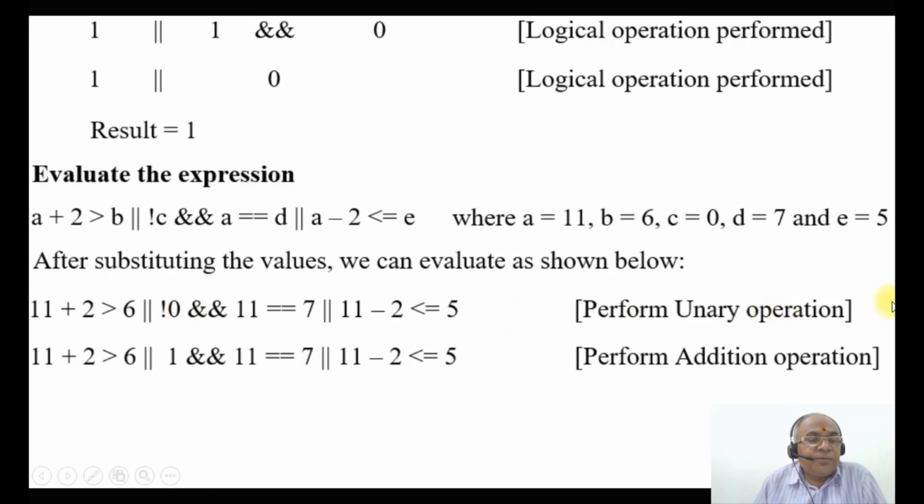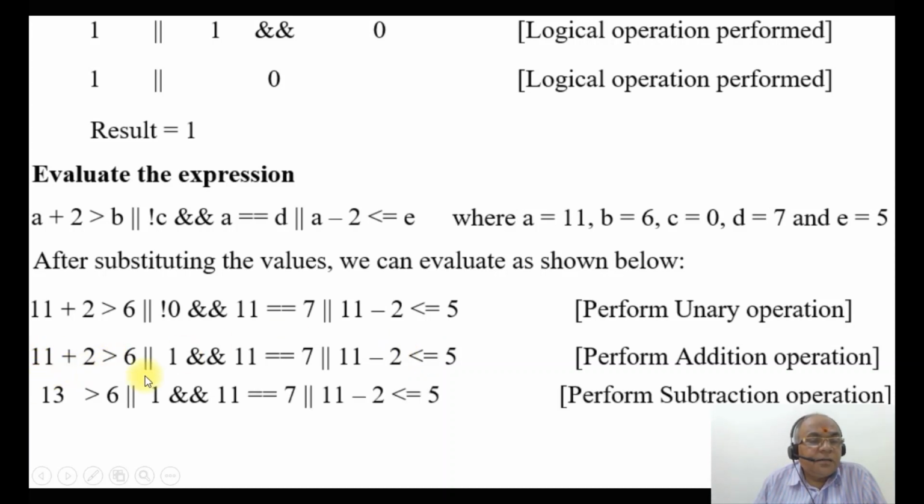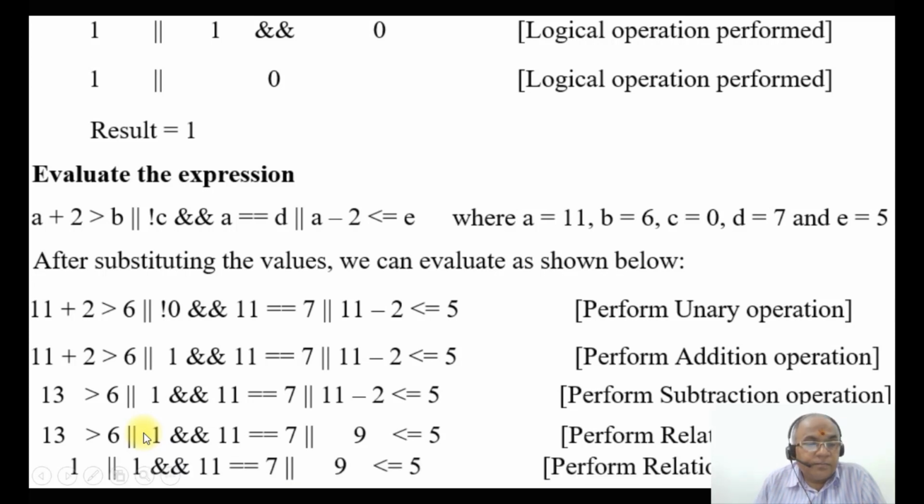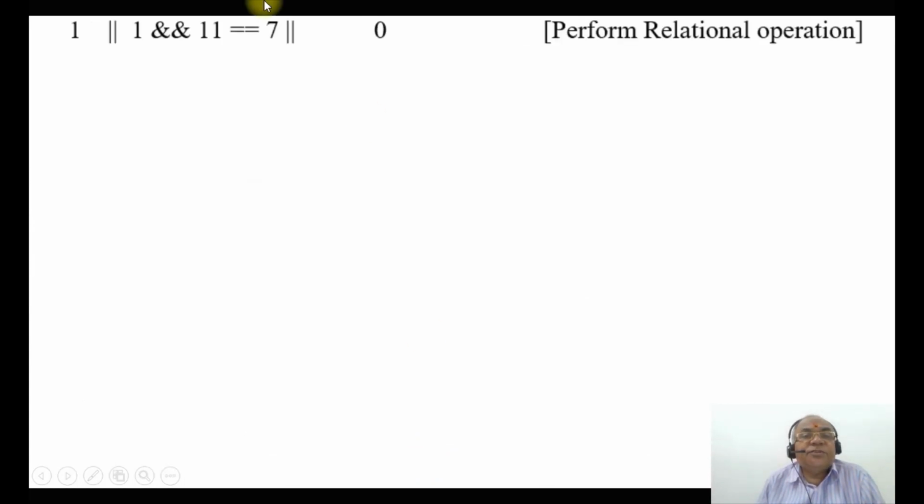First it performs the unary operation, then it performs the addition operation: 11 plus 2 becomes 13. All other expressions remain the same. Again it performs a subtraction: 11 minus 2 is 9. Then perform the relational expression from left to right. 13 is greater than 6? Yes, so it becomes 1. Then, is 9 less than or equal to 5? No, it's 0.